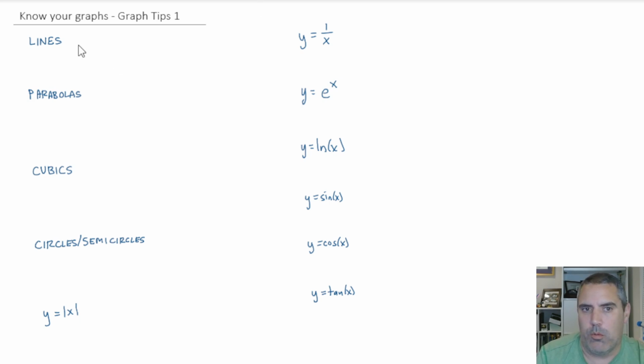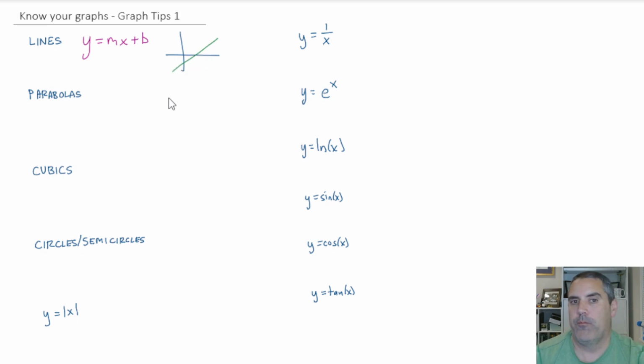You need to know what a line looks like. y equals mx plus b. You need to know how to find it. If you ever need to graph it, you can just plot 2 points. Not too bad. Typically, the points that are easiest to plot are plugging in 0 for x or 0 for y. Usually people remember how to find the slope, so maybe I'll leave that off.